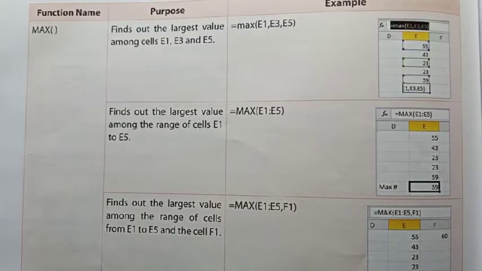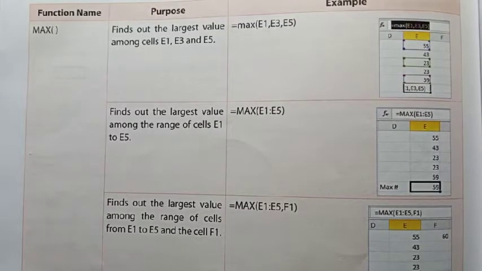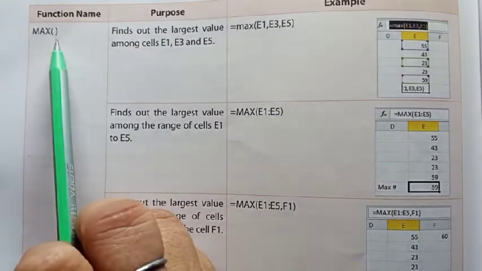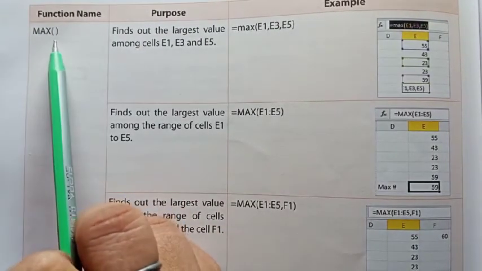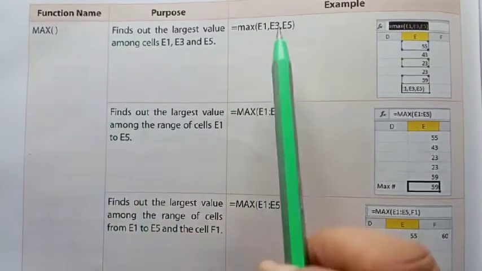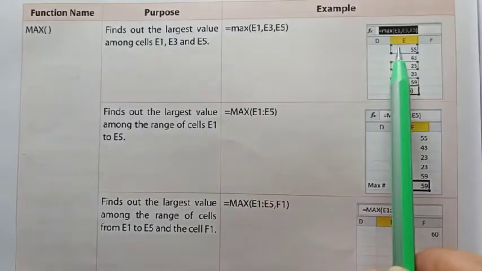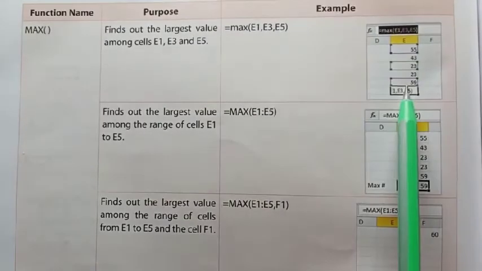In this video we are going to see the maximum, minimum and count functions. Max, as the name itself indicates, will find out the largest value of the given range. For example, here you have written max E1, E3, E5.